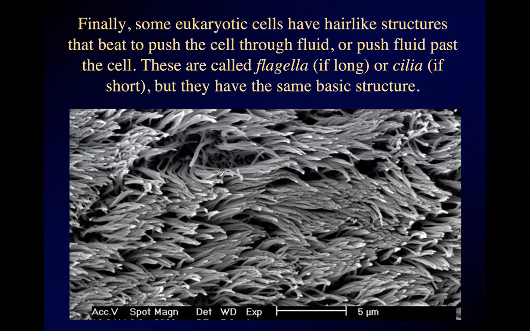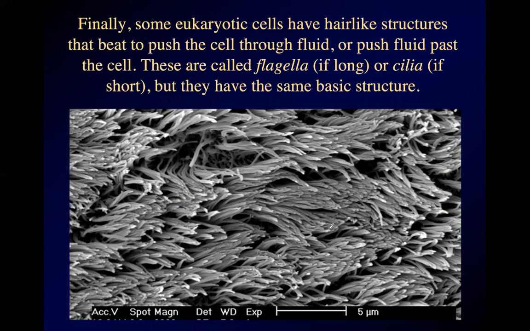And some eukaryotic cells have hair-like structures that beat back and forth, little hairs that wag back and forth. In some cases, these enable the cell to swim and move through fluid. In other cases, like these cells from the lining of your windpipe, your trachea, the cells don't move, but the beating back and forth of these millions of little hairs pushes fluid past the cell. So they can either move the cell through fluid or move fluid past the cell.